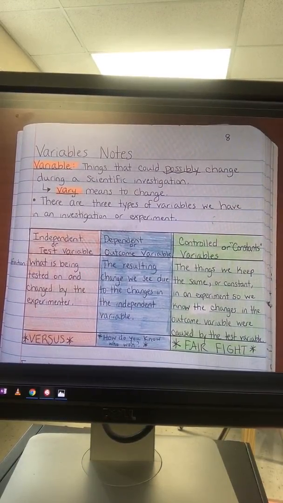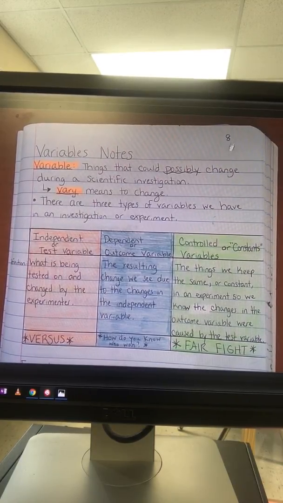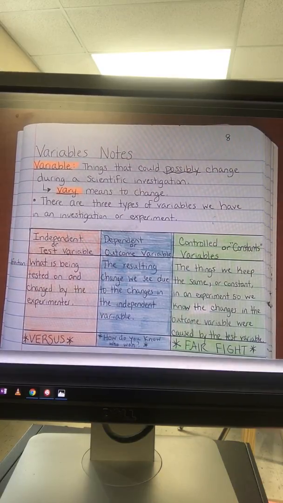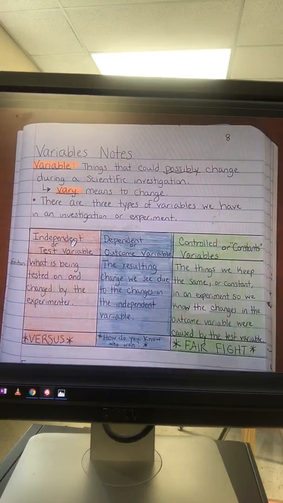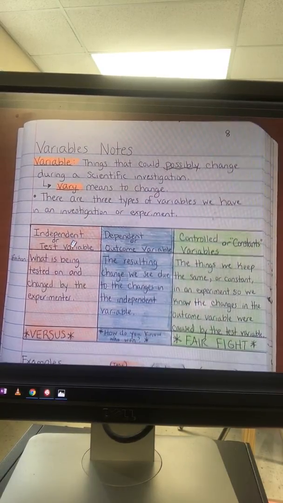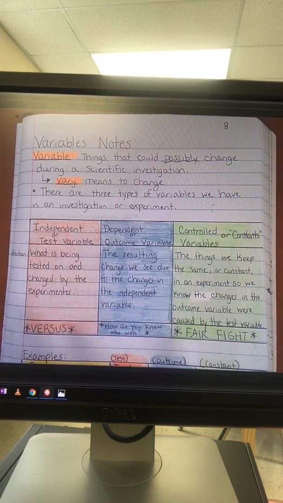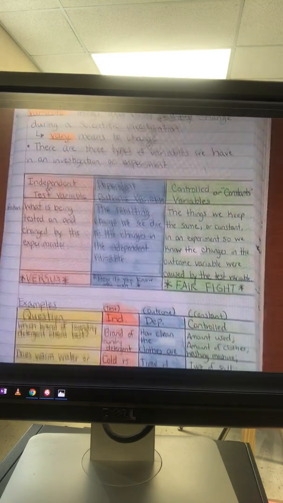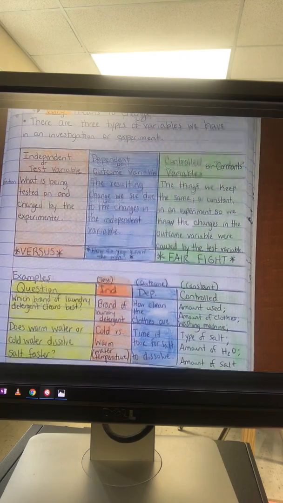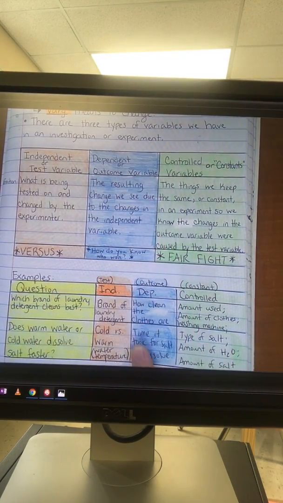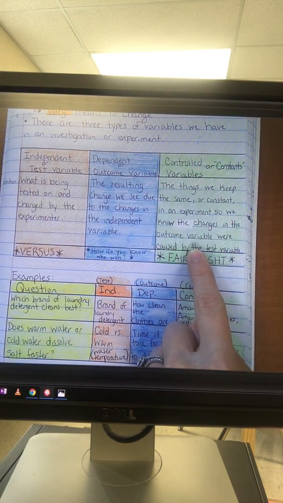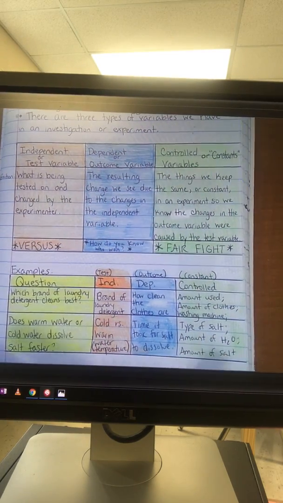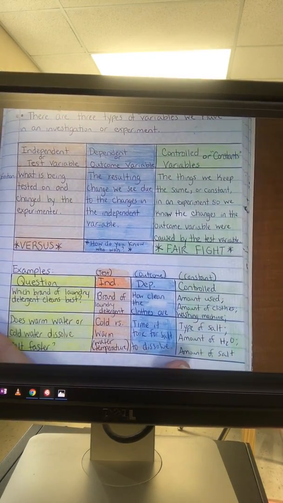Okay guys, by this time you should have already recorded your variables notes in your notebook on page 8. Please make sure that is the page you recorded them on. They should have been colored to match, so that everything that applies to the independent variable is in orange, everything that applies to the dependent variable is in blue, and everything that applies to controlled or constant variables is in green, and we have our questions down here in yellow.